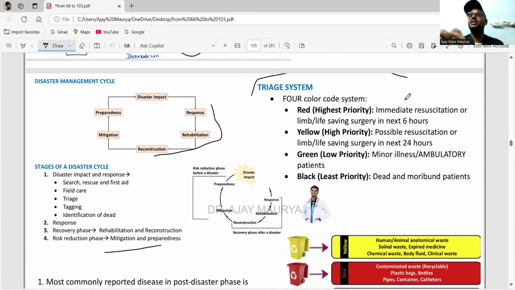If the patient requires immediate resuscitation or limb- or life-saving surgery in the next 6 hours, then you give the highest priority, which is red. Possible resuscitation or limb- or life-saving surgery in the next 24 hours, keep the patient in the yellow zone. Minor illness, ambulatory patients, put them in the green zone. Black means already dead or about to die, put them in black. This is the lowest priority. Highest priority is red. Lowest priority is black.